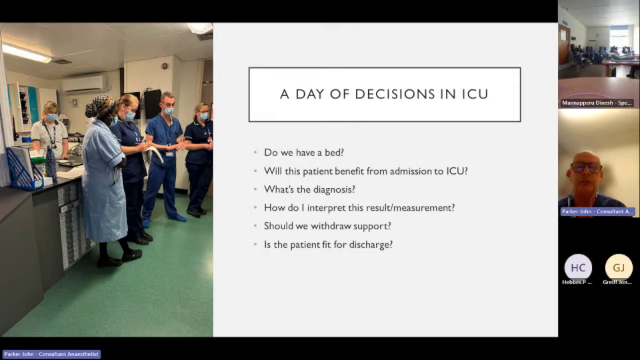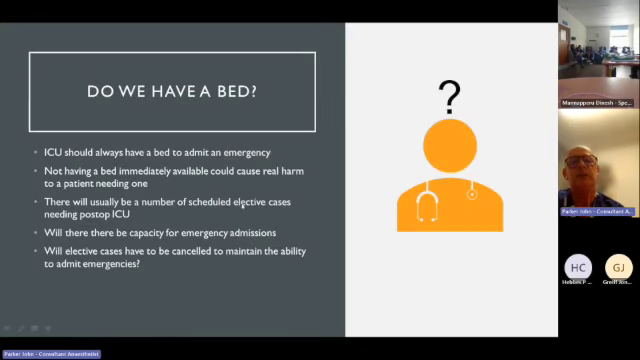Decisions around withdrawing support, I know another really big decision, and decisions around fitness for discharge. Okay, so we use those as examples of where we might be going. Okay, so the first one is about, do we have a bed?